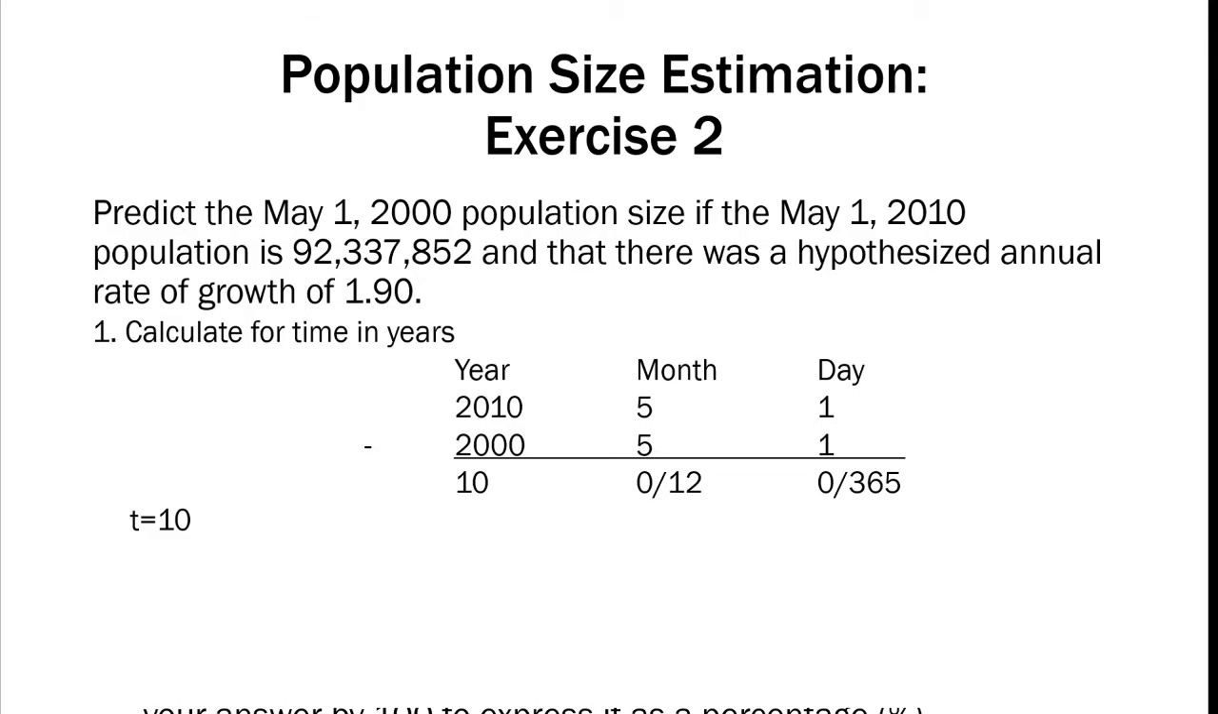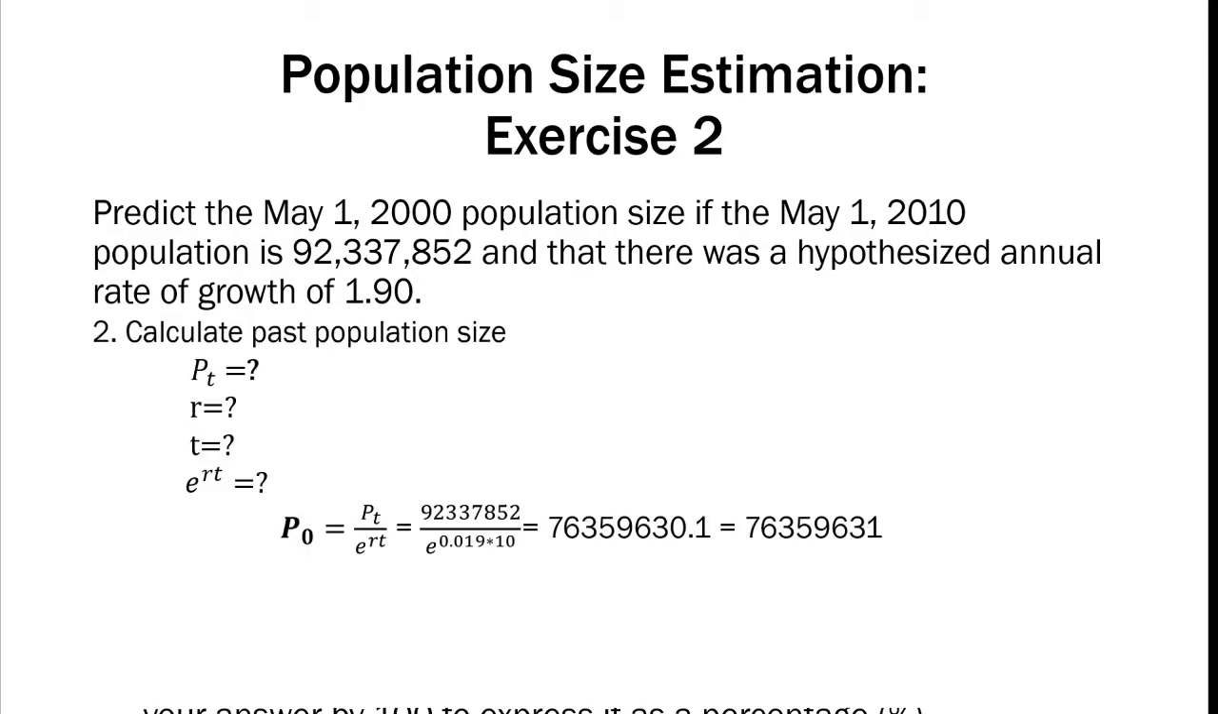If we've computed for the time, the next thing that we do is to look for the other components of our formula. So we already know time. What's left to know is future population size and annual rate of growth. Now, future population size would be, of course, 92,337,852, while annual rate of growth would be 1.90.